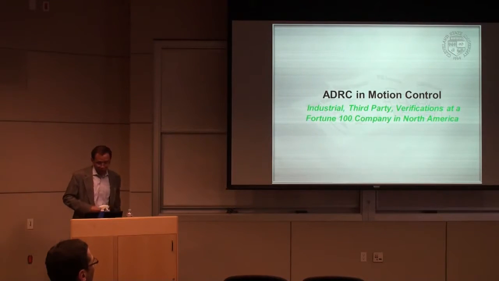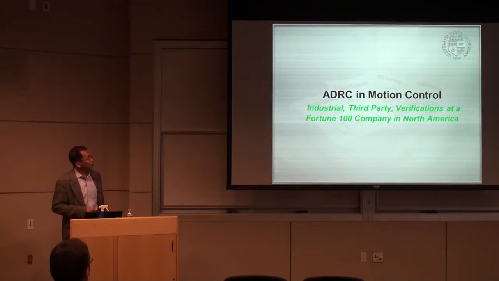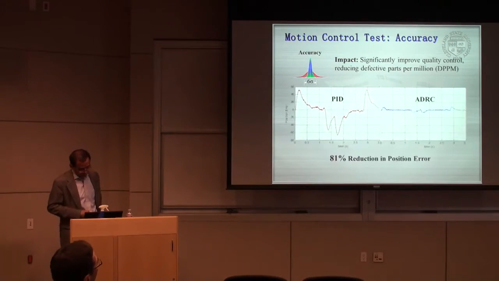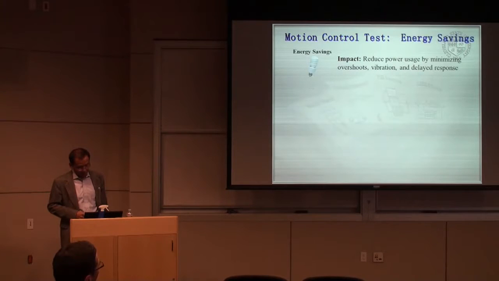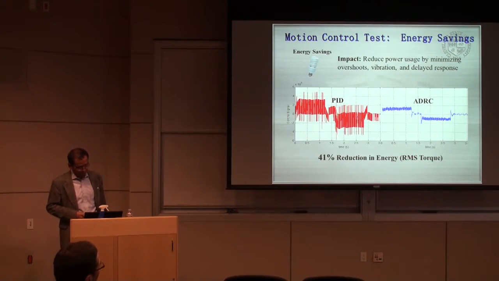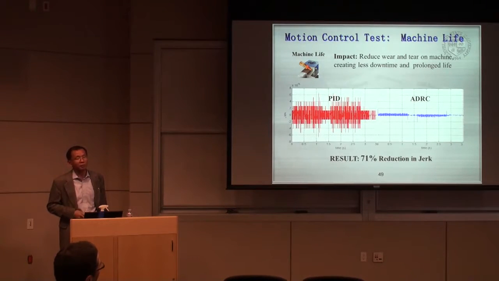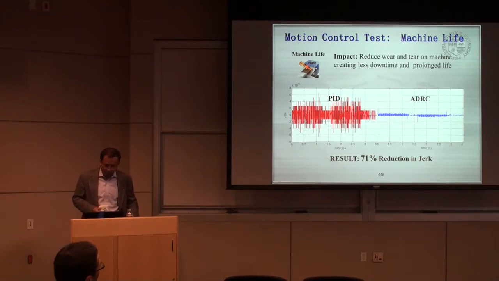The second example is ADRC in motion control, and this is, again, a third-party industrial verification. In motion control, we're looking for three things. In accuracy, we see an 81% reduction in position error. In energy saving, we see a 41% reduction. And in wear and tear, we see a 71% reduction. Again, this is data obtained by a third party, and it's this kind of data that got us an agreement with Texas Instruments. They signed a licensing agreement with LineStream, the CSU spin-off, to commercialize this technology.